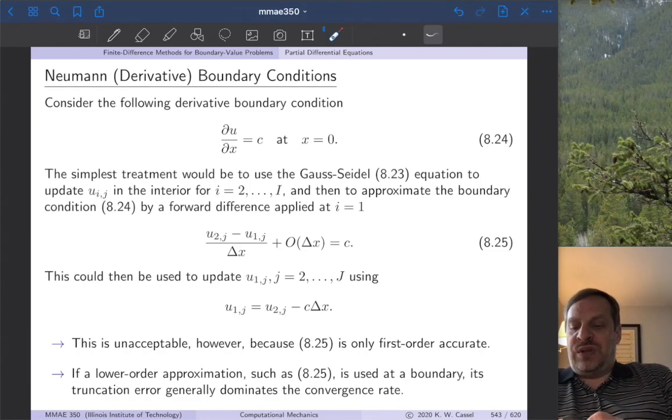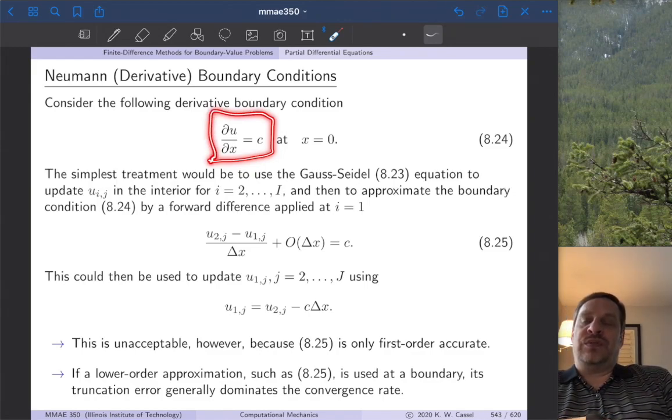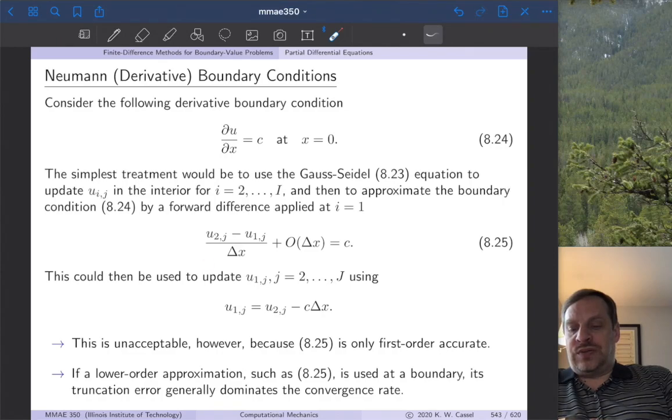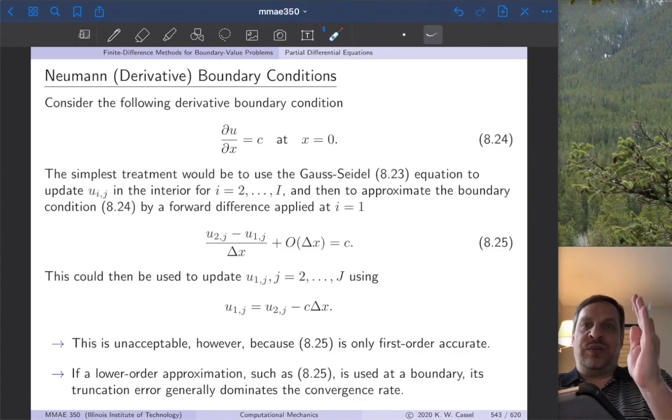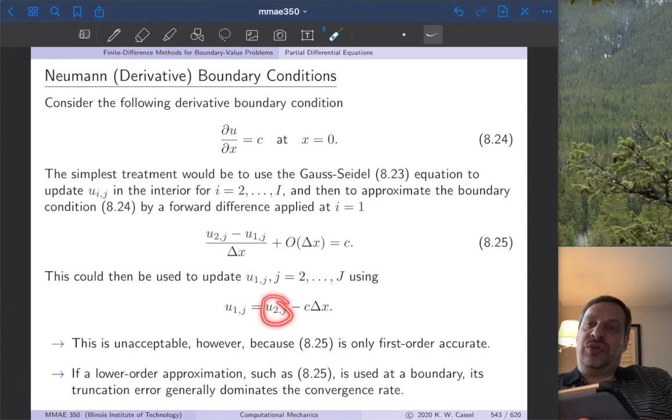So the first thing you might think of is, well, why not just use a forward difference approximation for this first derivative and use that as our boundary condition? If you did that, this is what you'd have: u2j minus u1j over delta x is equal to c. Of course, that's only first order accurate, which is what I want to emphasize here. But just follow the logic. You could then solve this for u1j, which you could then update along that x is equal to 0 boundary based on the interior points, which include the u2j.